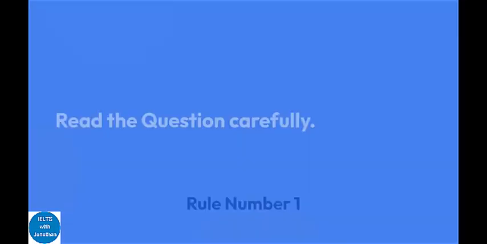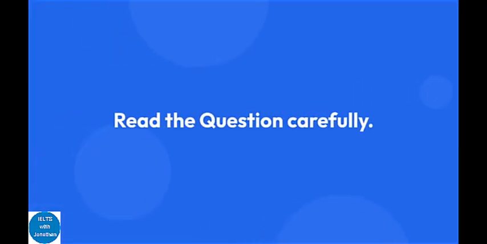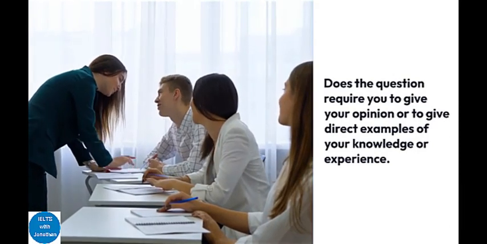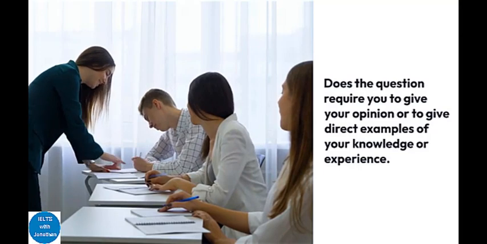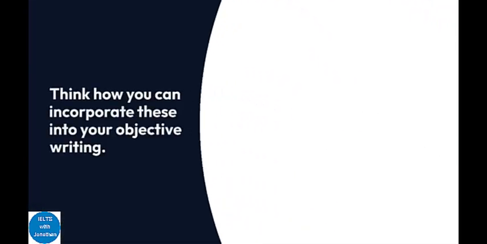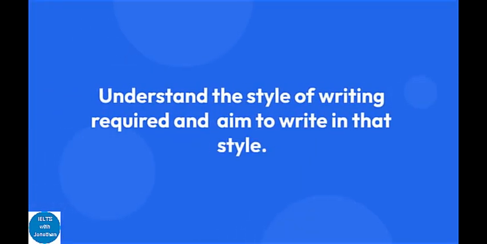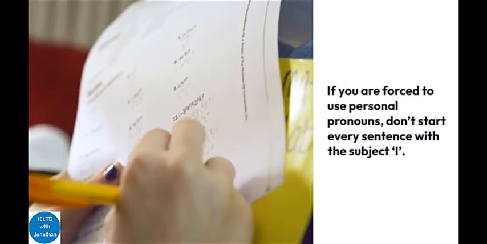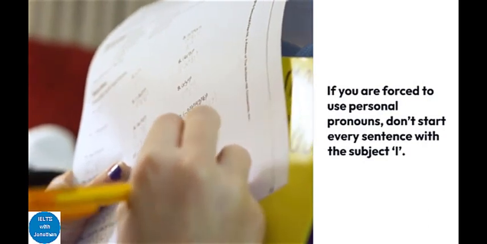Rule number 1. Read the question carefully. Does the question require you to give your opinion or give direct examples of your knowledge or experience? And think about how you can incorporate these into your objective writing. Rule number 2. Understand the style of writing required, whether it's a report or essay, and write in an appropriate style. Rule number 3. If you're forced to use personal pronouns, don't start every sentence with the subject I.